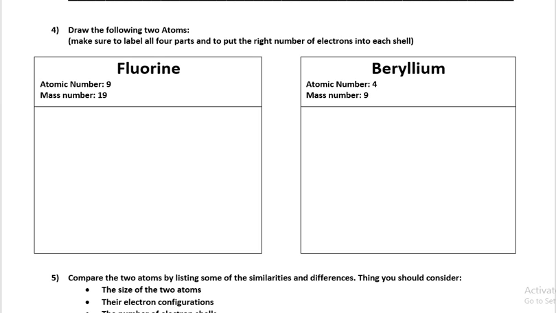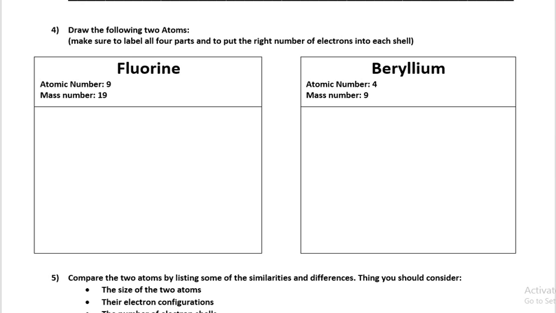Okay, question number 4. In this question you have to draw two atoms, fluorine and beryllium. So let's get straight into it. Now they've given us some information. They've given us the atomic number and the mass number. So the atomic number tells us the number of protons, and the mass number is the number of protons and neutrons. So there's two ways to do it, and I'll show you each way with the two different atoms.